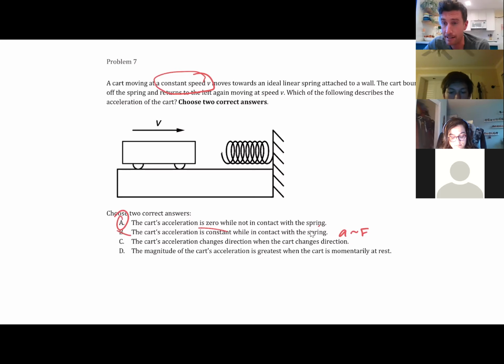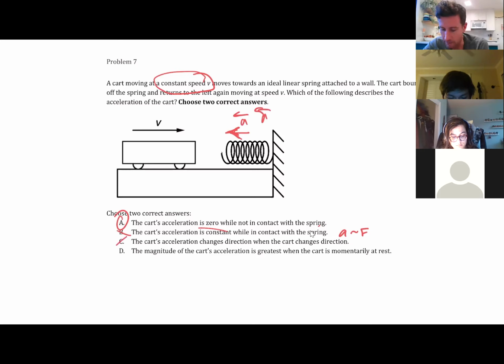I do not think that is true. I think as soon as it hits the spring, its acceleration is going to be in that direction. And the entire time it's touching the spring, the acceleration is still going to be in that direction. It's going to be slowing down at first, and then it's going to be speeding back up. But when it's slowing down, acceleration is that way. And when it's speeding back up, acceleration is still that way. So I don't like C.